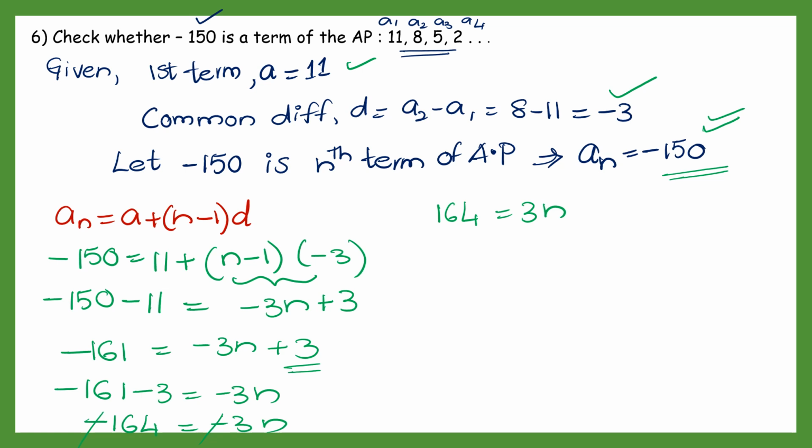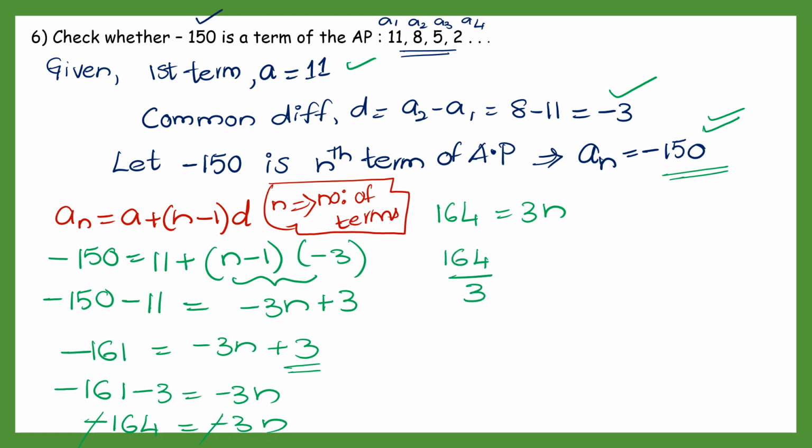Remember here, n means what? n means the number of terms. In this formula, n means the number of terms of the arithmetic progression. Now let's proceed. We got 164 is equal to 3n. So 164 divided by 3 is equal to n. The 3 is on the right side of the equation. If it comes to the left side, here it is multiplication, now it will become division.